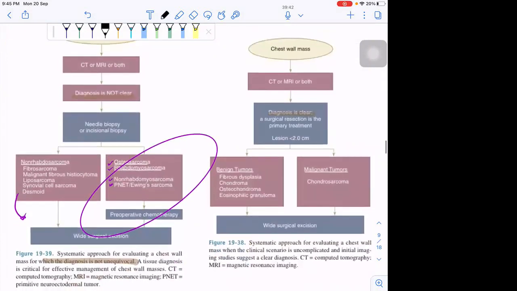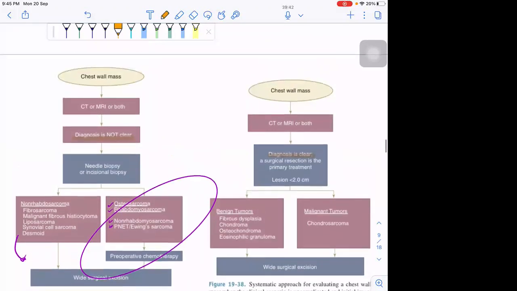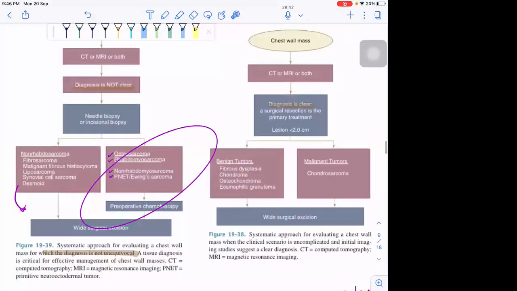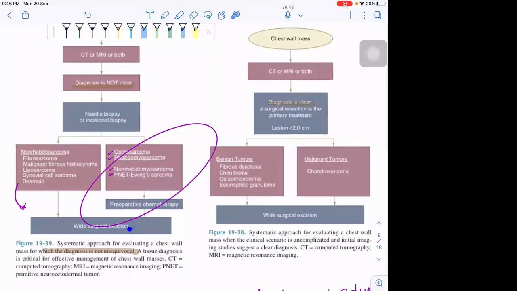So here we are continuing with the chest wall mass. This is the systematic approach for evaluating a chest wall mass for which the diagnosis is not clear. Just to remember a term: when you are going for a chest wall mass, you do CT and MRI, and if the diagnosis is still not clear, then you have to go for biopsy. In the biopsy, if the tumor comes as osteosarcoma, rhabdomyosarcoma, non-rhabdomyosarcoma, PNET or Ewing sarcoma, then you have to go for preoperative chemotherapy and wide resection.